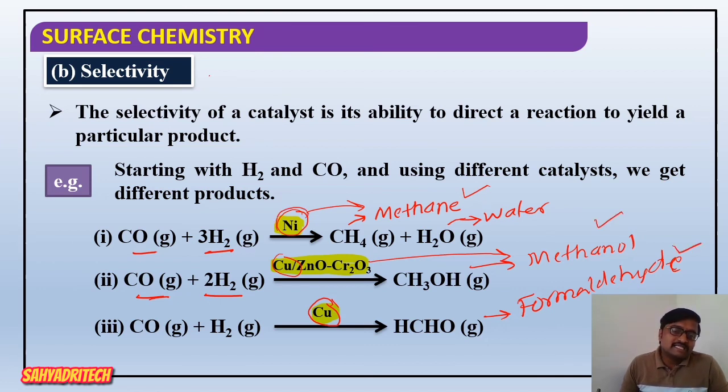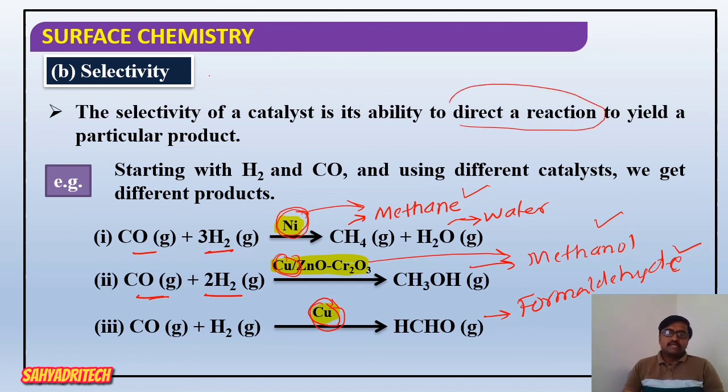Then what does it indicate? Yes, catalyst has a tendency. Whatever catalyst we use, it has a tendency, the ability to direct a reaction to give a particular product. This particular product is given because of the catalyst. What do we call that nature? It is called selectivity. Well, so two features of a catalyst. What are those? Activity and selectivity. Please remember the definitions and examples.